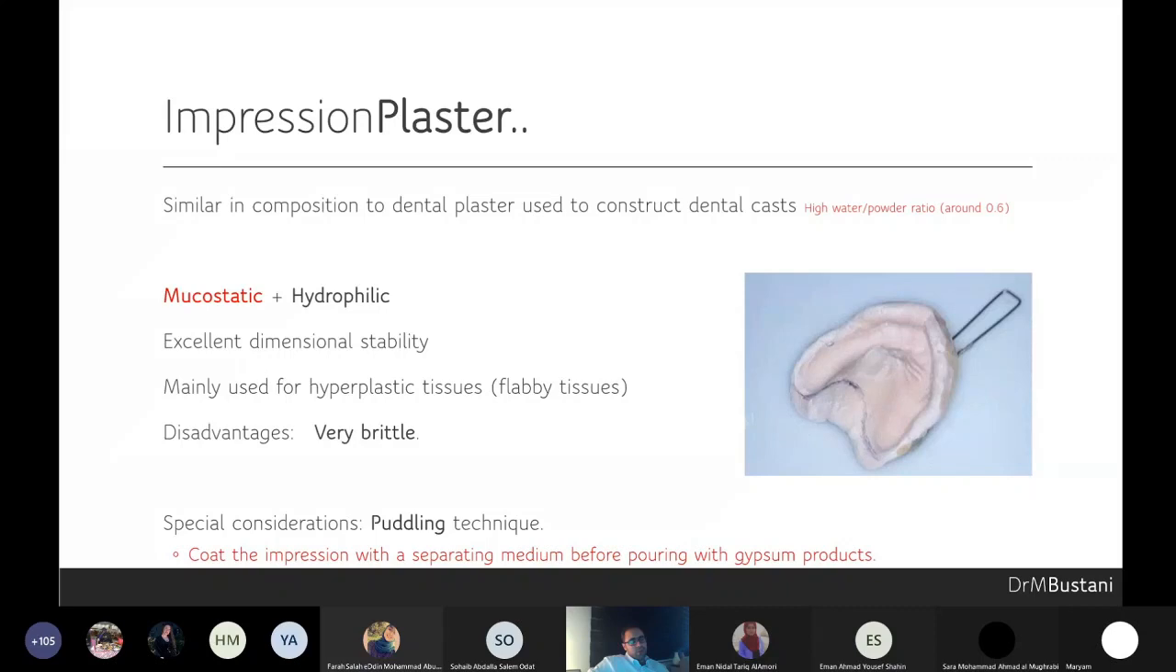Can anyone tell me the main use of impression compound? Anyone? For taking primary impressions. For denture? For making denture? Yes, for edentulous patients, not the denture itself, for edentulous patients. Okay. Why can't we use it for a primary impression for dentate patients, patients who have teeth?